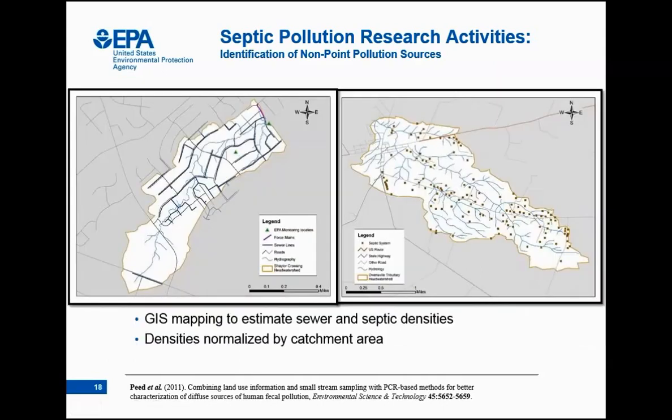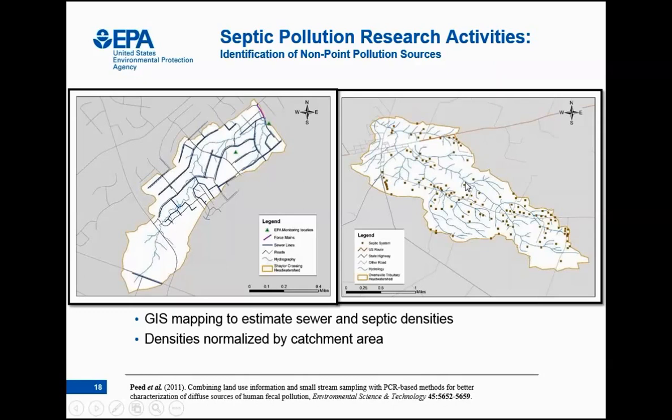So another aspect of this study was to incorporate GIS mapping. And so what I have here are 2 panels. In the left panel, you can see one of the catchment areas, and we've layered septic sewer line information on top of the catchment area. On the right one, we've layered septic system locations. And what this allows us to do then is to calculate the area of this catchment and normalize and come up with a density of sewer lines or septic densities.